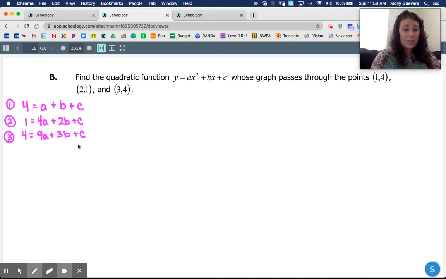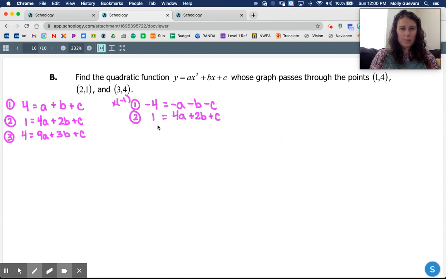And again, notice it's awesome because I always get this c, c, c. So it should be really easy to pick which variable to eliminate. We can just eliminate c every time, right? So let's just do 1 and 2. I'm going to multiply 1 by -1. So it gets me -4 equals -a minus b minus c. And then let's just do 2. Again, you can do any combination. You could have done 2 and 1 and 2 and 3 or whatever, right? It doesn't matter. So 1, and then I have 4a plus 2b plus c. So let's add. I get -3 equals 3a plus b.